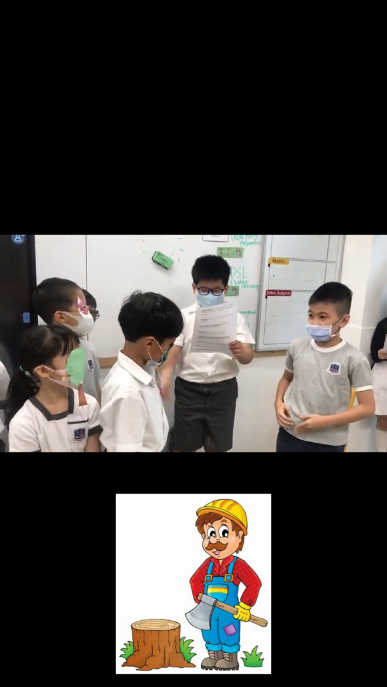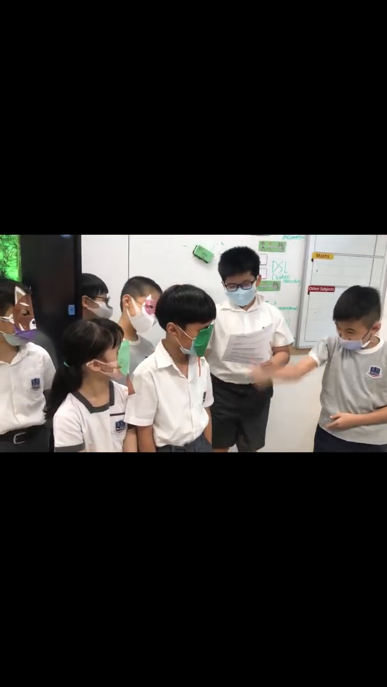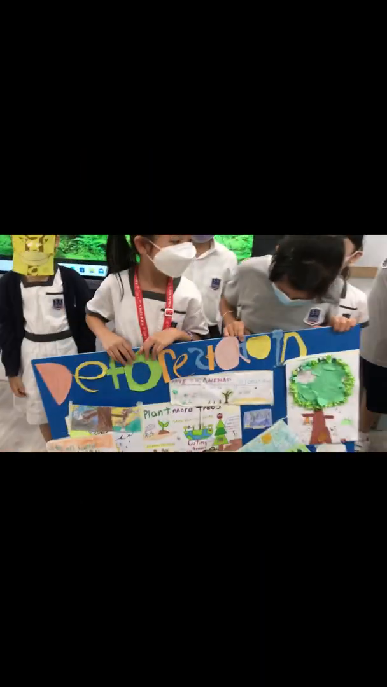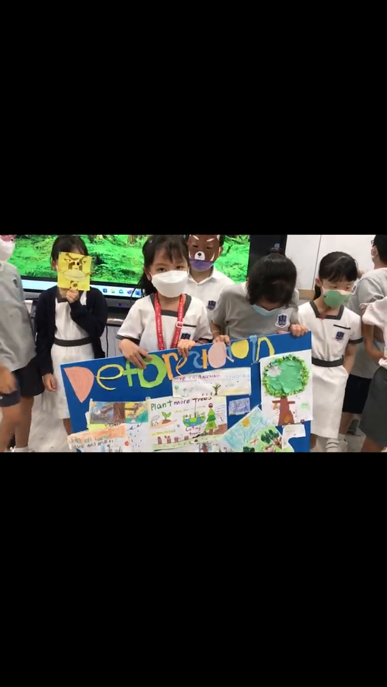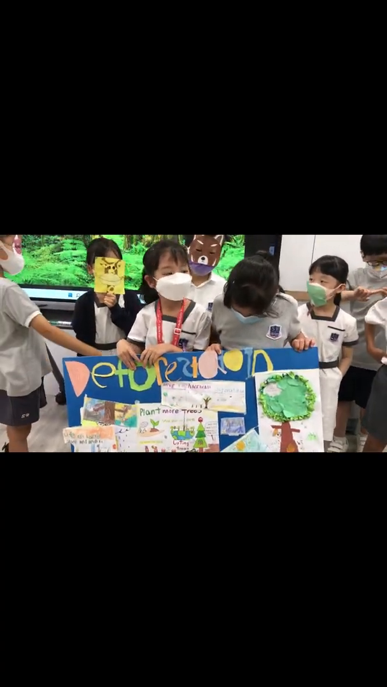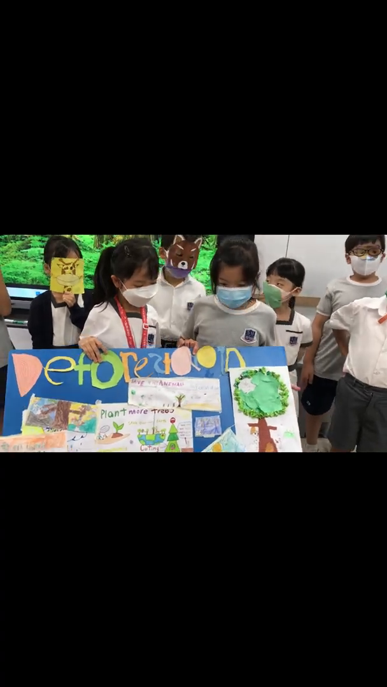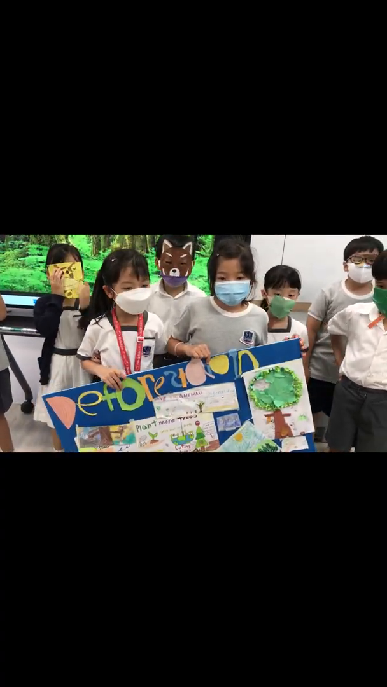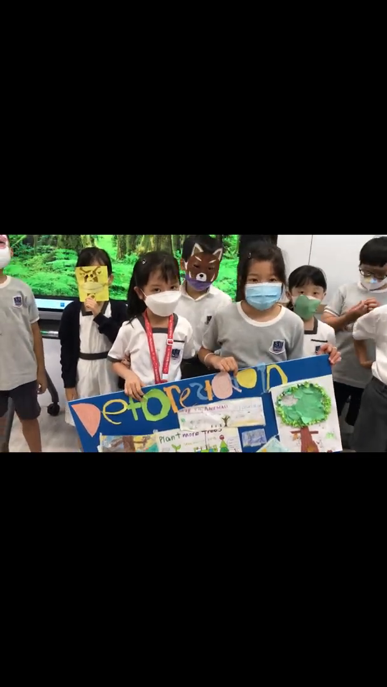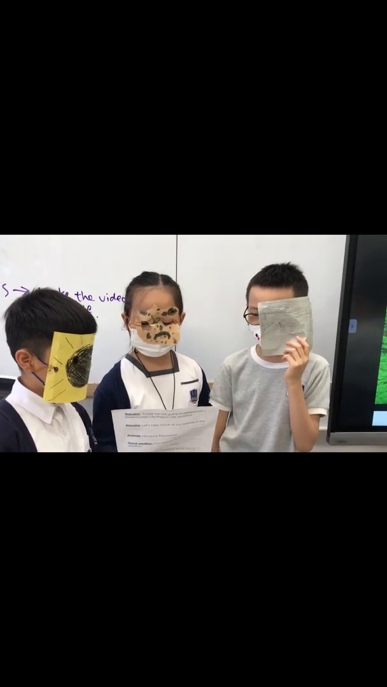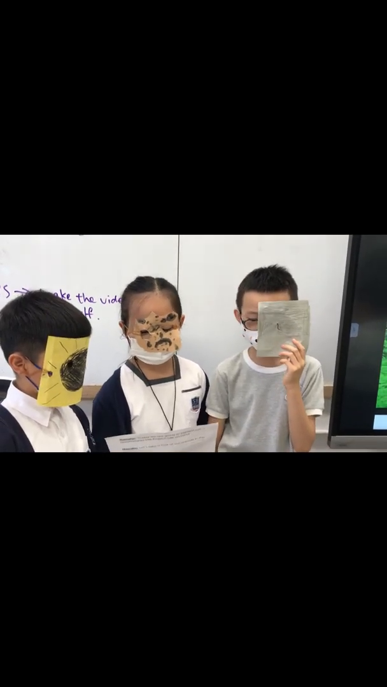I am going to tell you. The problem of deforestation is that people keep chopping the trees so that we have to plant more. The people cut down trees because they want to make more paper and houses. Pollution in the air because of fast trees.